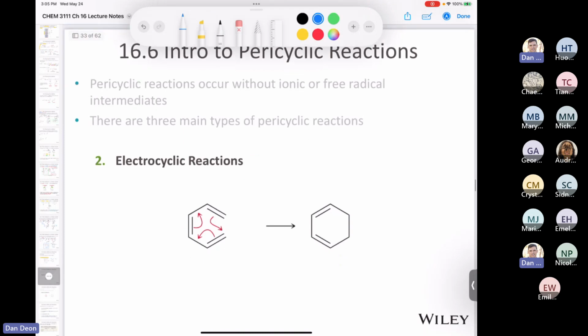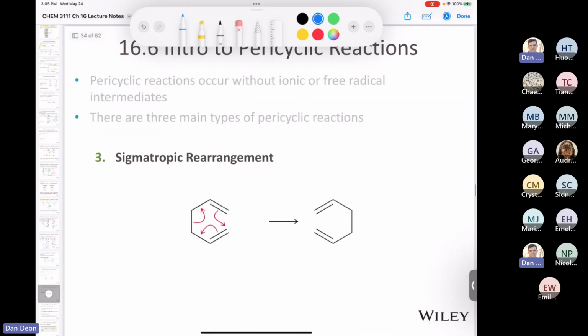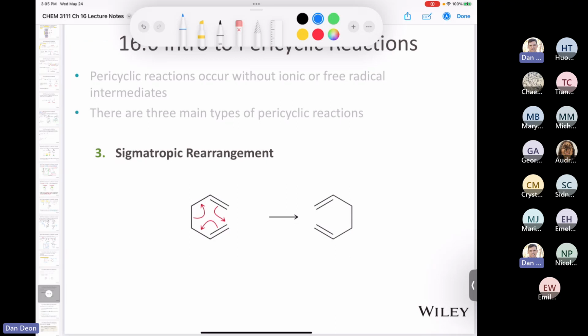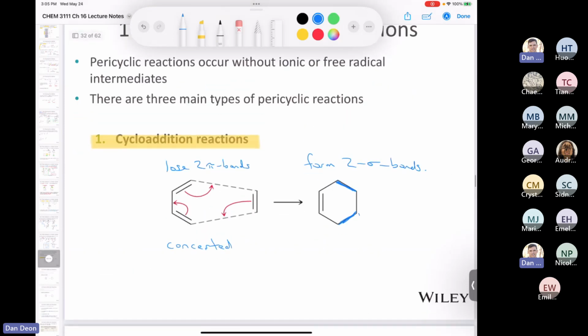All right. There's also something called an electrocyclic reaction. We're not going to study this in detail, but you can see that we lose a pi bond and we gain a sigma bond in the electrocyclic reaction. And then there's another class of reaction called a sigmatropic rearrangement where you don't lose or gain. There's no net loss or gain of any kind of bond, whether it's sigma or pi in this case, and we don't cover these. So just to review, there's 3 types of pericyclic reactions. This is the only one that we cover, okay?